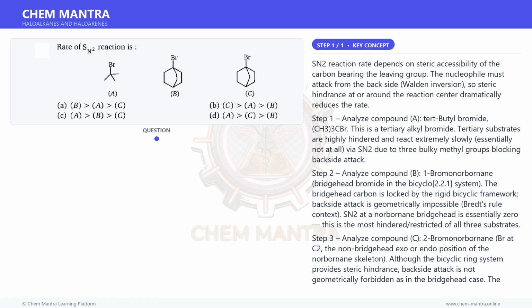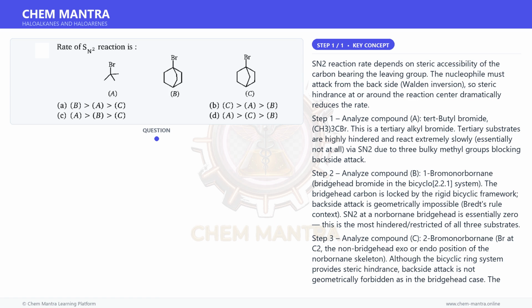Wait, the given answer is C, which corresponds to option C: A, B, C. Let me reconsider. Re-examining the structures, A is tert-butyl bromide, tertiary, very hindered. B appears to be 1-bromonorbornene, bridgehead. C appears to be 2-bromonorbornene.